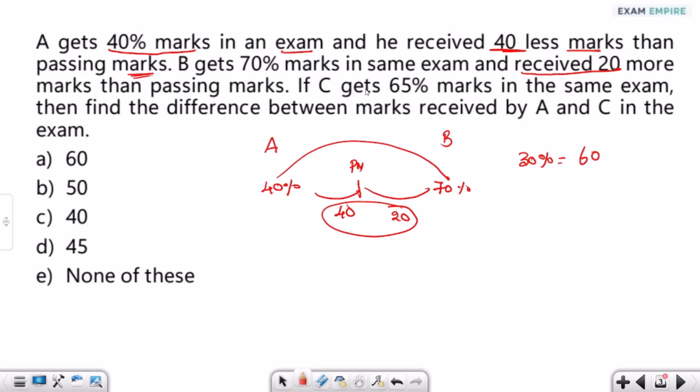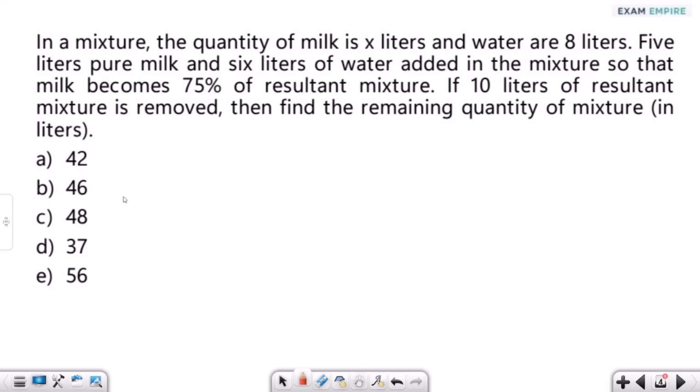Fine. If C gets 65 percentage, now there is one more person getting 65 percentage. What is the difference of 40 and 65? 25 percentage. Find the difference between marks received by A and C. If 30% is 60, then 25% will be 50 marks. Next one, pause the video and try to solve it by yourself.